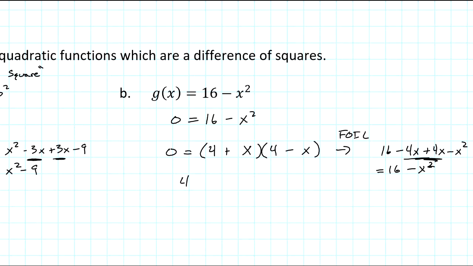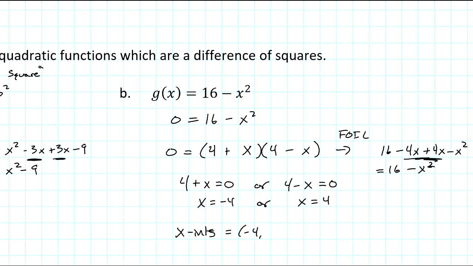So from this, I can see that 4 plus x equals 0, or 4 minus x equals 0. Solving for x, we get x equals negative 4, or x equals positive 4. So the x-intercepts are the points negative 4, 0 and 4, 0.